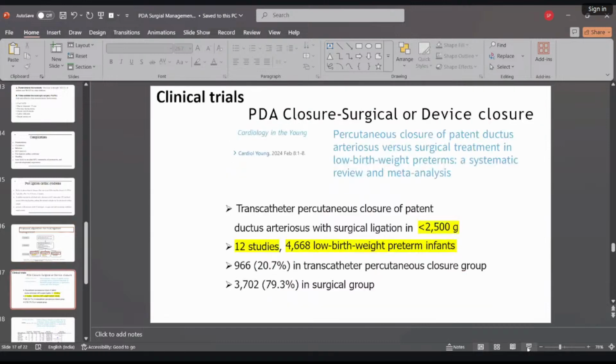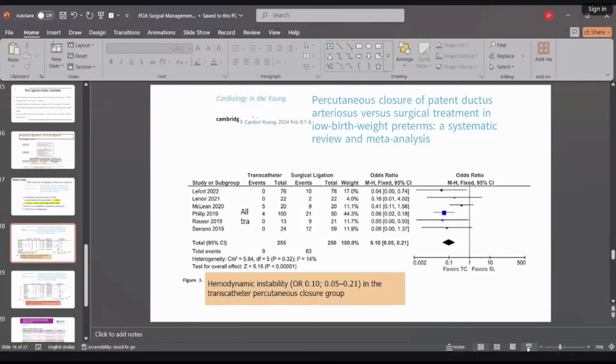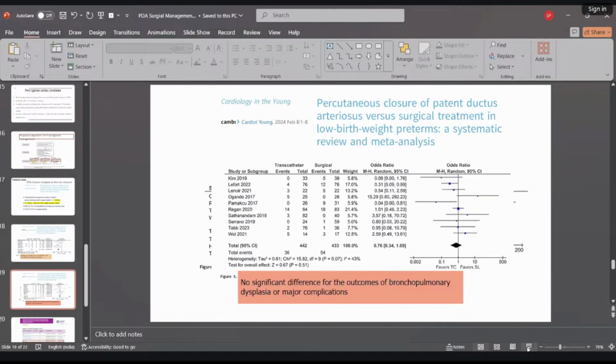There are clinical trials available on PDA closure, surgical closure or device closure. There are 12 studies available in babies less than 2.5 kg. In these 12 studies, 966 babies were included in the transcatheter percutaneous closure group, and 3,700 in the surgical group. What we have seen is that hemodynamic instability is in the transcatheter percutaneous closure group, and there is no significant difference for the outcomes of BPD, and no major complication was seen.